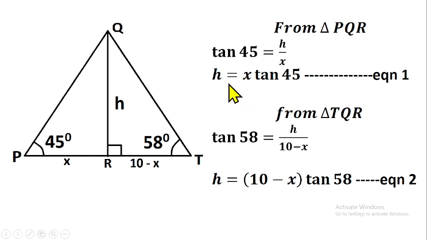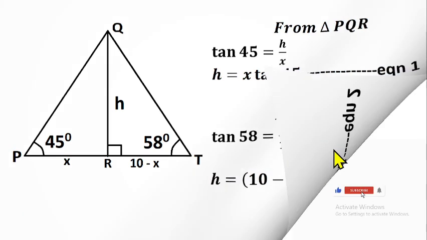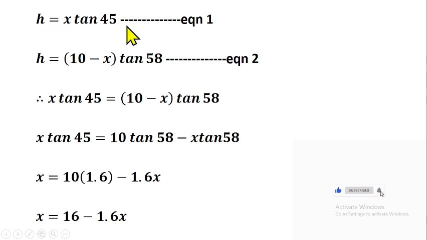So from there, we can see that h is equal to this, and h is also equal to this. So that means this will be equal to this. That's what it implies. h is equal to x tan 45, which gives us equation 1. h is also equal to 10 minus x times tan 58, which is equation 2. So technically, x tan 45 is also equal to 10 minus x times tan 58 degrees. So that's what it implies. Then from there, we can find the value of our x.